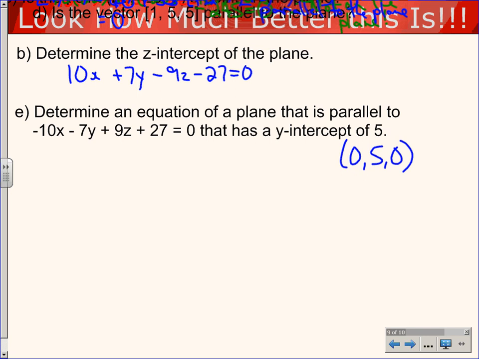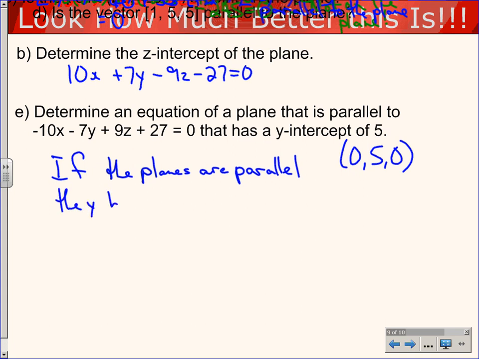So I'm going to say if the planes are parallel, they just have the same normal vector. But the d value is going to be different. So what we need to do is we're going to set, I'll use this minus 1 again just for kicks, -10x - 7y + 9z. But now it's d. I don't know what that d is going to be for this new one.